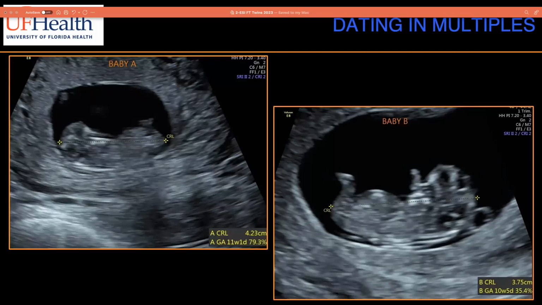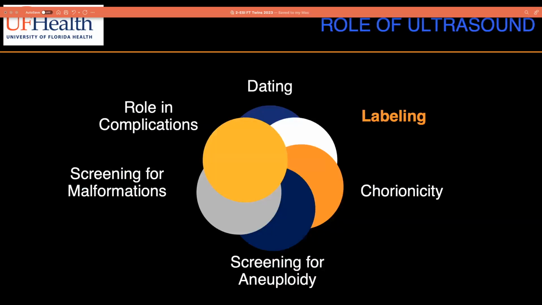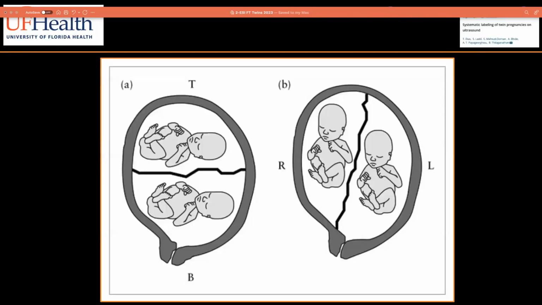So here are two twins. If they did not have any date, even though they only differ by 3 days, I would use the larger twin, which is an 11-week, 1-day size. Labeling is not as easy as one would think. There are different ways to do it, whether in terms of position, cord insertion into the placenta, sex, and so on. But let us look.